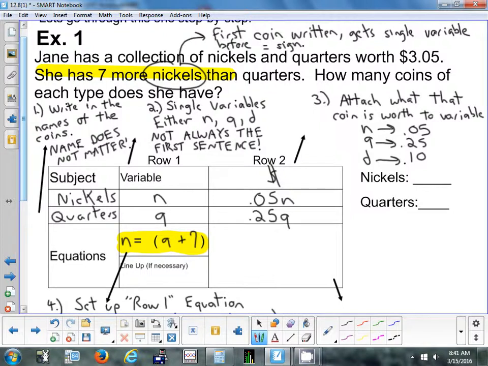All right? Now, I put this here, line up if necessary. What do you think Mr. Hager and I mean by that? Anybody have any idea? Yeah. Get the variable by itself. On some of these, you might have the letters on the same side, and you have to move one to the other side of the equal sign and line it up. In this case, you don't have to, but there might be an example that we do later where you have to line it up. That's the only reason why this is here.